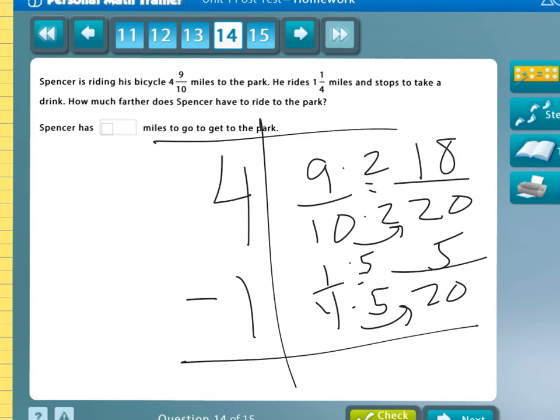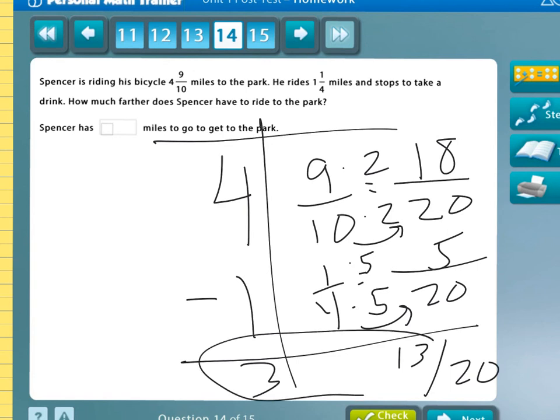So I end up with 18/20 minus 5/20, and that is going to be 13/20. 4 minus 1 is 3. So it looks like Spencer needs to ride 3 13/20 miles more to get to the park.